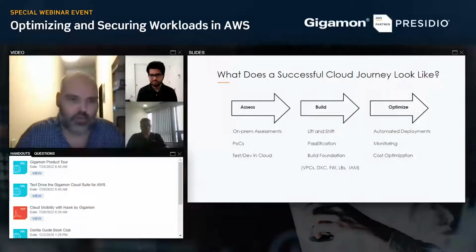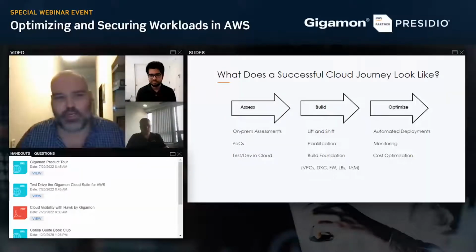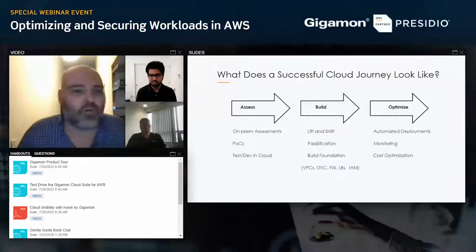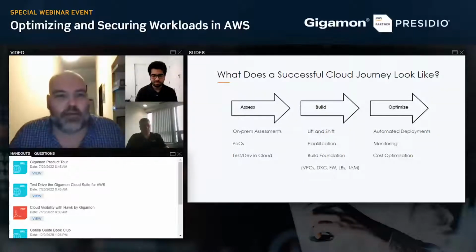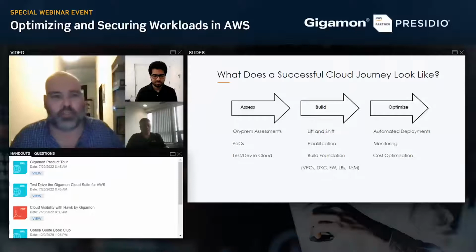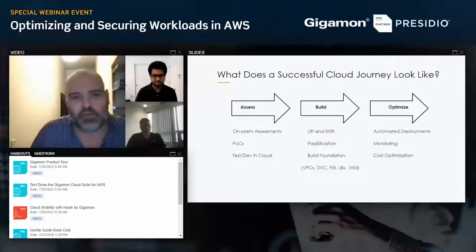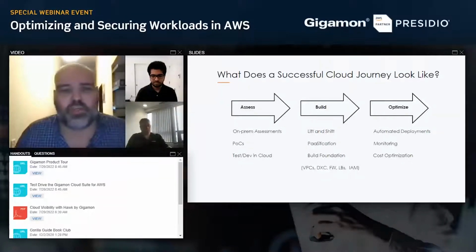So understanding what's on premises today, understanding application interdependencies, understanding where you might have some limitations, where you might not be able to move a specific workload to cloud right away, doing POCs. That could include doing test dev workloads, moving something that's not mission critical into the cloud. So that's really the assessment phase.